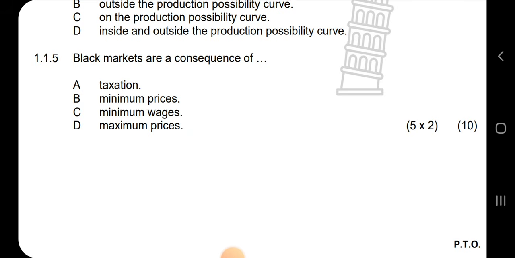So 1.1.5 says black markets are a consequence of D, maximum prices. So when the prices are too high, people start producing the same thing at a lower rate and selling it in the black market. Okay? Like the zamazamas.